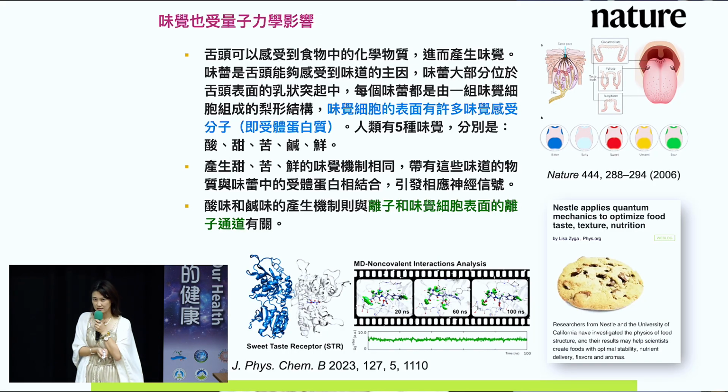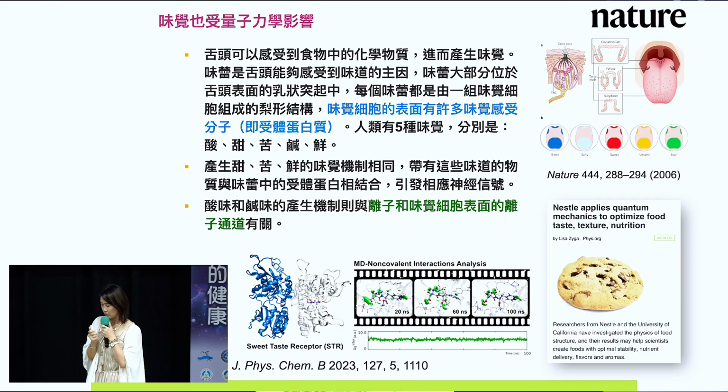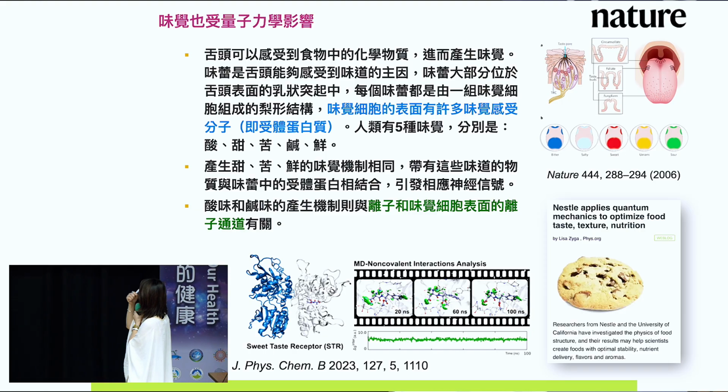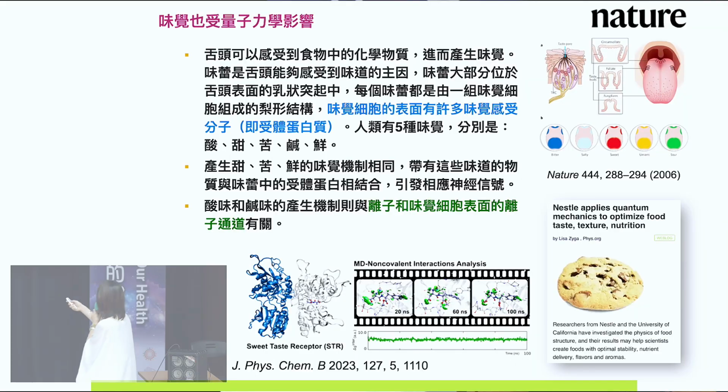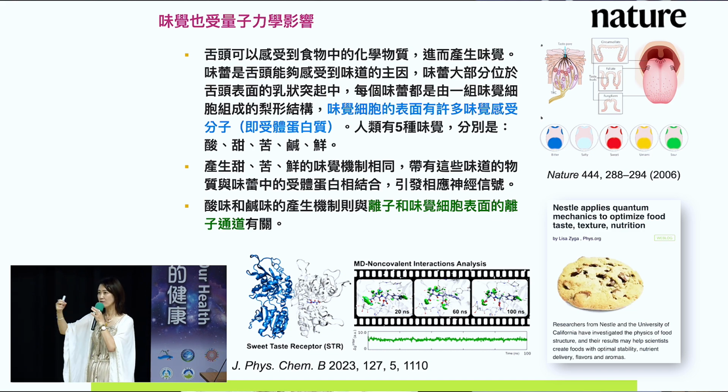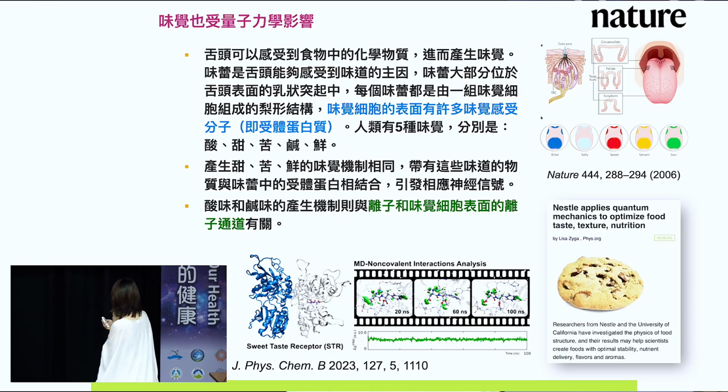How about taste? It's similar. It also works at the quantum level. Recently, some food industry players like Nestle are already applying quantum physics to simulate and tune recipes so that their products, like coffee or cookies, can taste better, by simulating how the food can interact better with the receptors of our taste system.